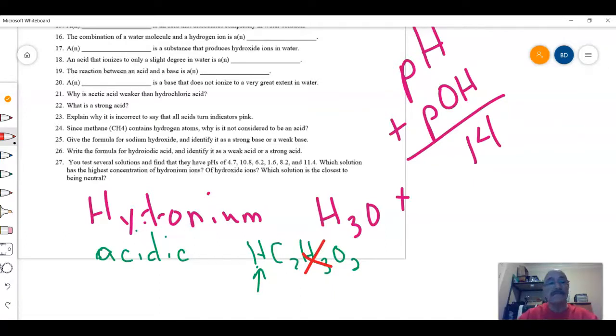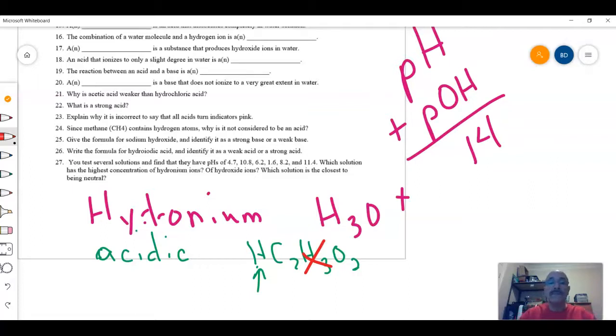It's a strong acid. And 27, you test several solutions and find that their pHs are 4.7, 10.8, 6.2, 1.6, 8.2, and 11.4. Which solution has the highest concentration of hydronium? Hydronium would be acid. So which one of these is the strongest acid? 1.6. It's the lowest pH. It's going to be the strongest acid. Which one's going to have the highest concentration of hydroxide ions? That would be the one that has the highest pH, or the maximum amount of base. And that's going to be 11.4 on this list.